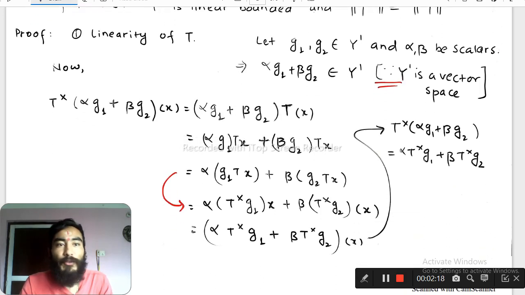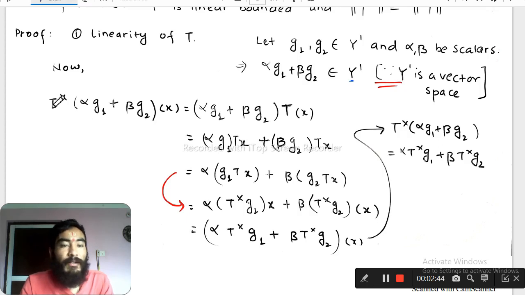Now let us move to the proof. First, we prove the linearity of T star. For that, suppose G1 and G2 are any two elements of Y dash and alpha and beta are any scalars, then since Y dash is a vector space, the linear combination of G1 and G2 also belongs to Y dash.